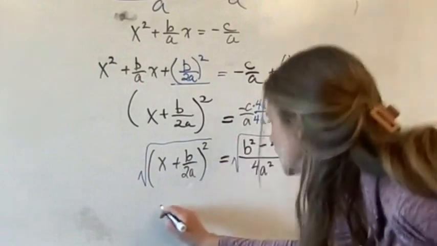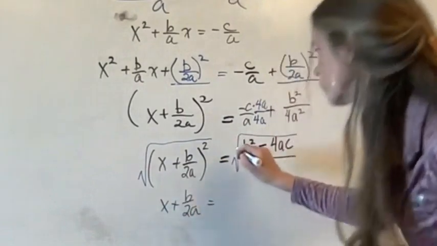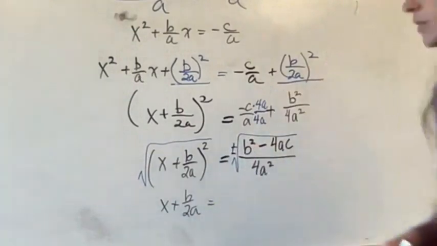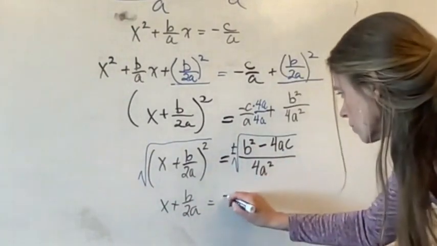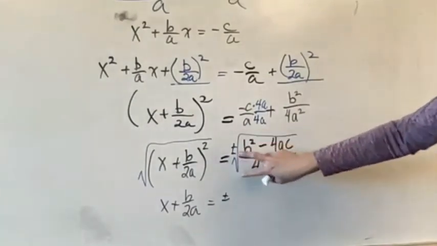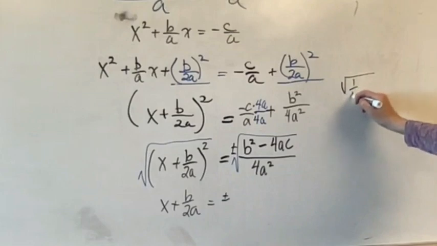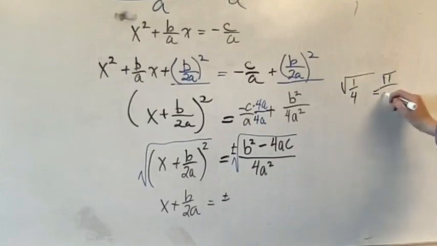Simplify. X plus b over 2a equals, don't forget you have a plus or minus when you square root something. You have two answers, plus or minus. Oh, and this is the square root of something on the top over the bottom. Like, remember how you can say the square root of 1/4 is the square root of 1 over the square root of 4, which is 1 over 2.